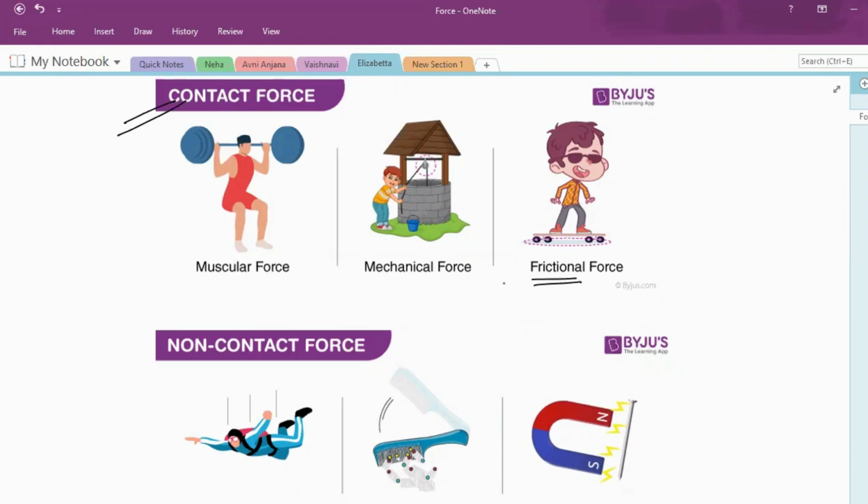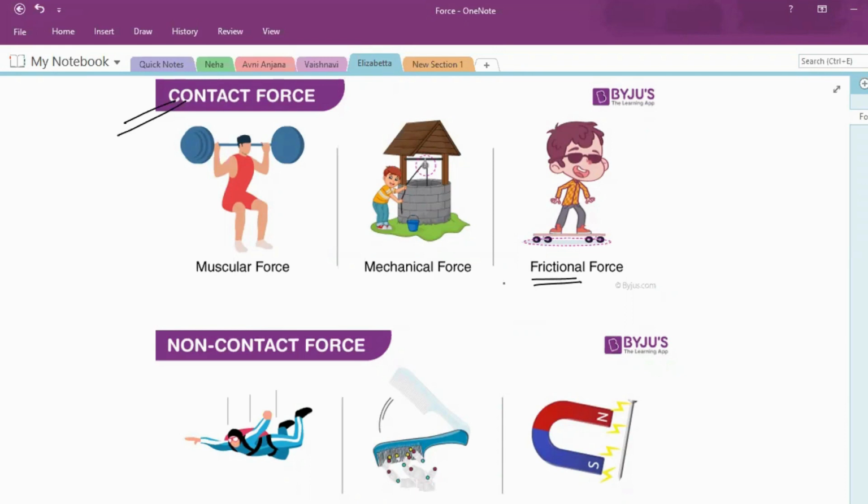Mechanical force means pushing and pulling an object. In this example, the boy is taking water out of the well. He's pulling that rope so that the water can come out in that bucket. So it's a push and pull force. Muscular force is when you try to lift something, so you use your muscle strength. That's why those with good muscles can lift heavier weights in the gym. So that's muscular force.